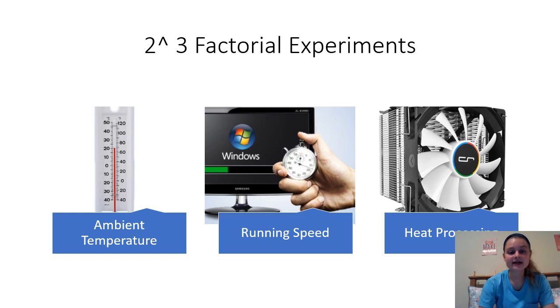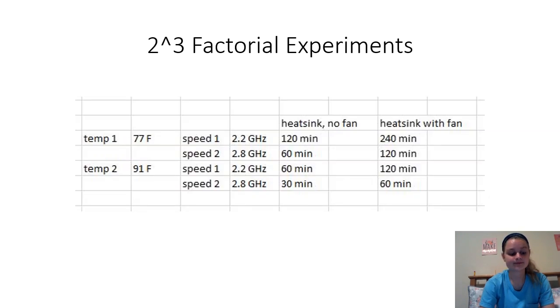In the case of your overheating computer, 3 likely factors are the ambient temperature of the outside surroundings, how fast your computer is running, and how good of a heat processor you have. Once you have figured out these 3 factors, you're ready to begin conducting your experiment. To properly conduct the experiment, each factor you've chosen needs 2 different levels.